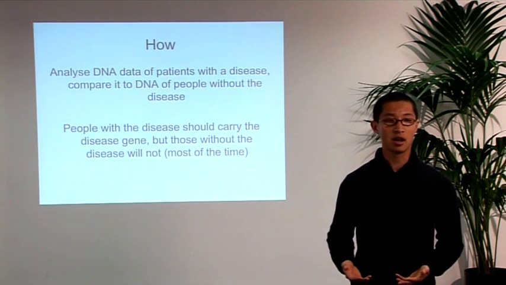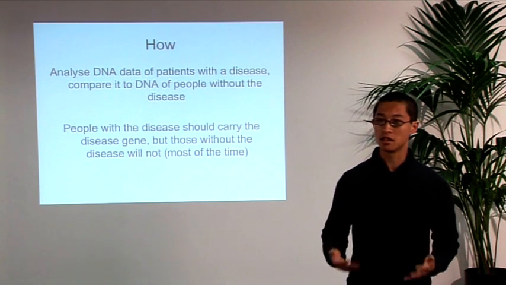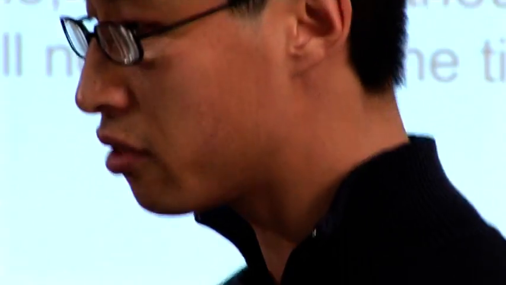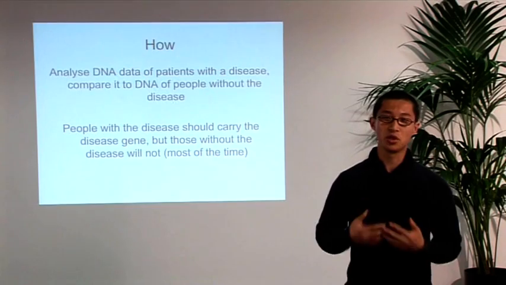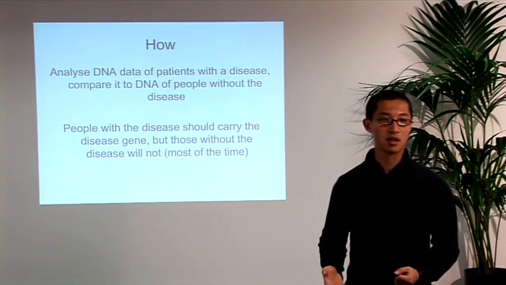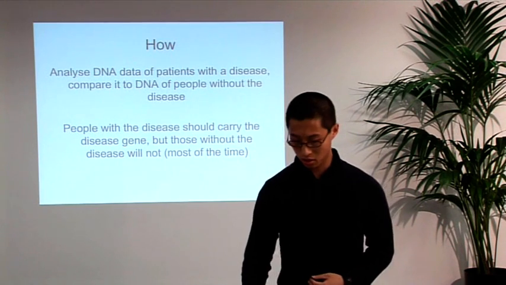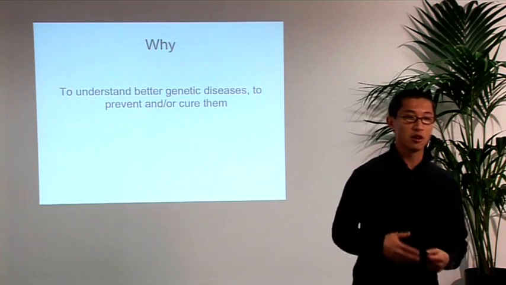Hopefully what we'll find is that in the obesity data set, they all carry a set of genes that are not found in the other data set where people don't have obesity. So it's a very, very simple view. We're talking about huge amounts of data, and we're using statistics to model and analyze this data. That's why we're in the statistics department. So that was how I do it, and finally, why.